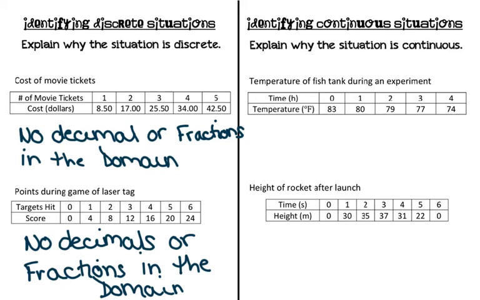Okay, so temperature of a fish tank during an experiment. Okay, even though this is in hours for our domain, we can still have decimals and fractions. So, because you can have seconds, and then you can go even less than that in partial seconds.